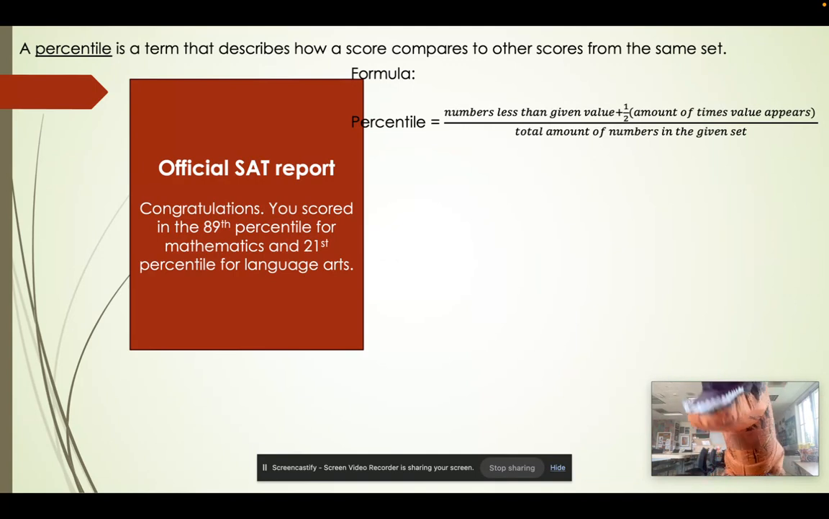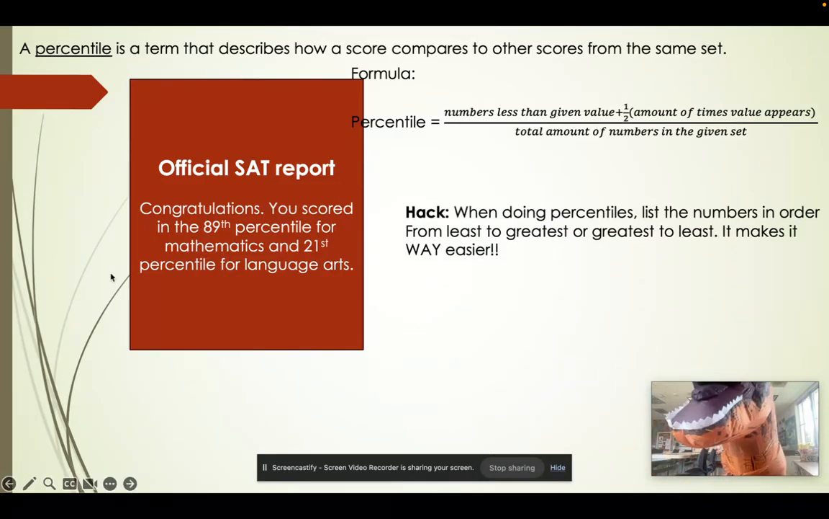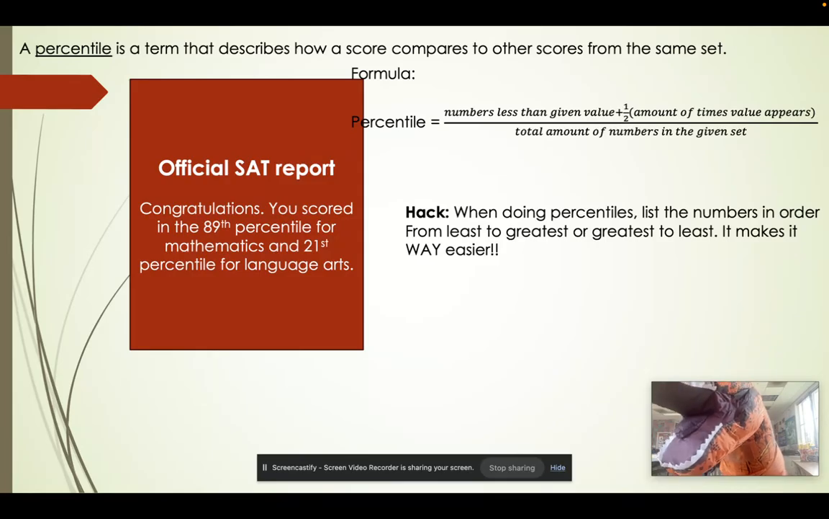All right. And so to find percentile, it's a little formula. The percentile is going to be the number of numbers that are less than your score, plus half, or 0.5, times the total number of times your score shows up in the data set, and then divided by the total number of scores. Just a quick hack with doing these, it's really easiest to do percentile calculation when you list your data in order from least to greatest.